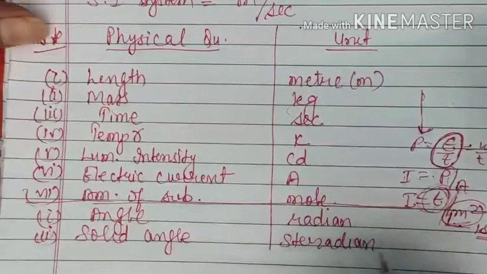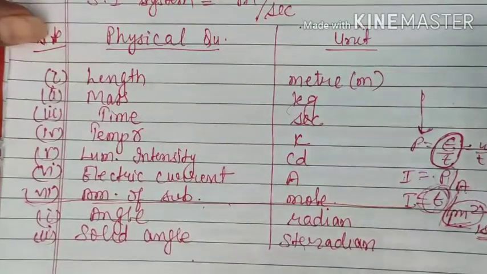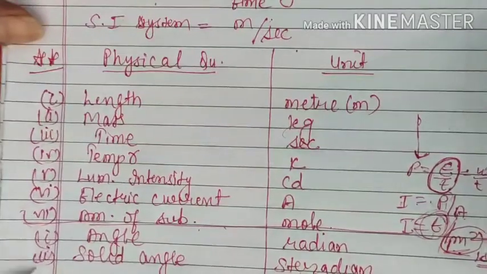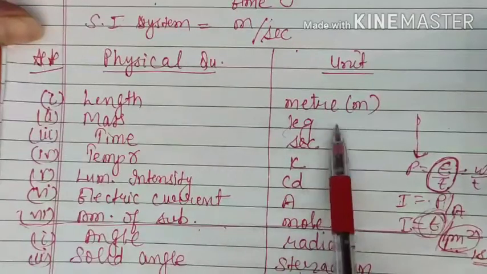Okay, I hope you know the difference between angle and solid angle. This will be in 2D, this will be in 3D, as you have learnt in maths. So for us right now, the most important thing is we must learn this table. We should know these are the physical quantities, what are the basic physical quantities and what are their units.